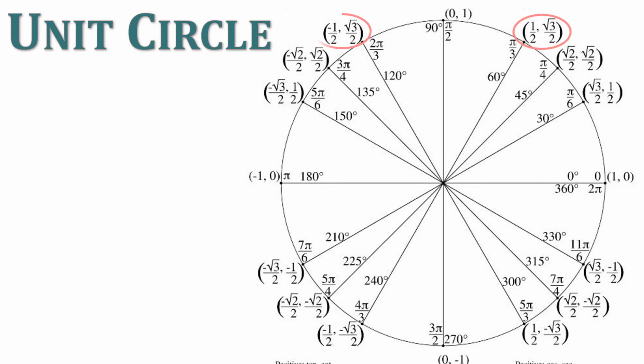We can see the same thing with all of our coordinates that are closest to the y-axis. And you can see where in quadrant 2, the x value is negative. In quadrant 3, both values are negative. And in quadrant 4, only the y value is negative.